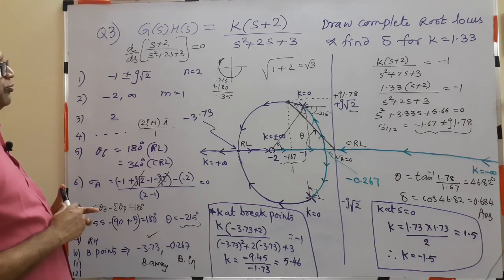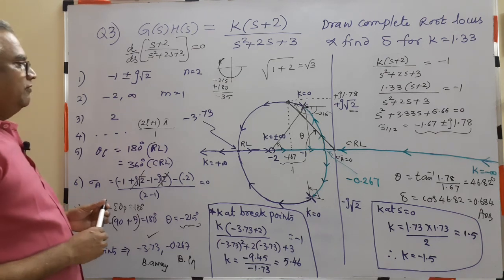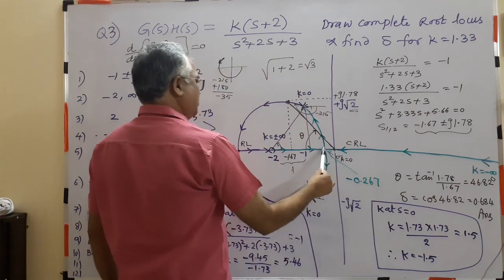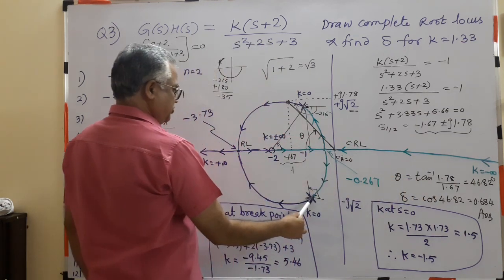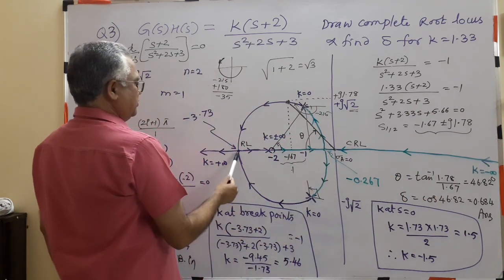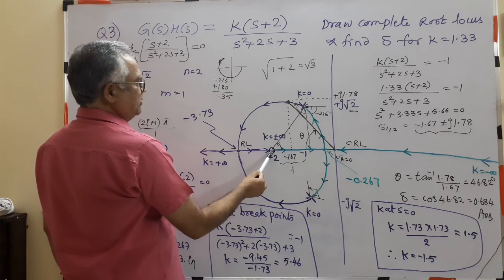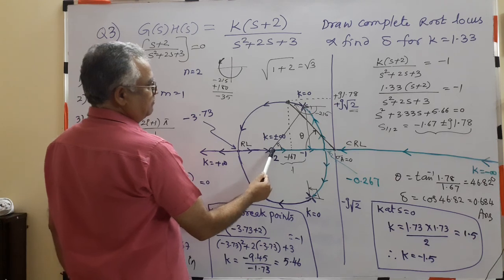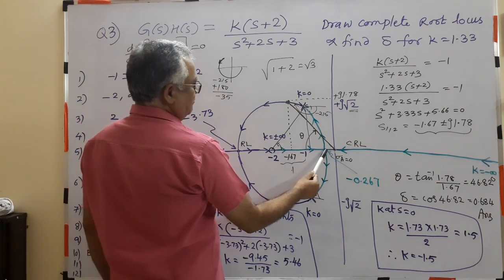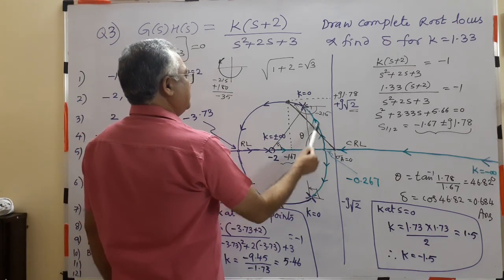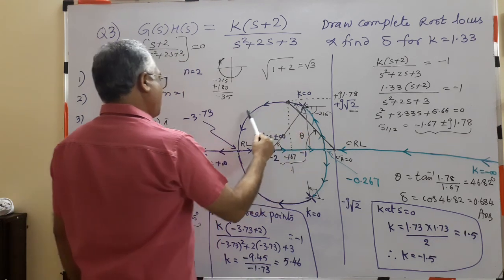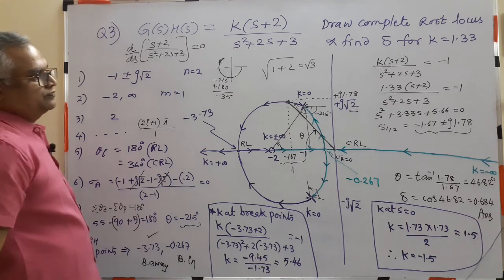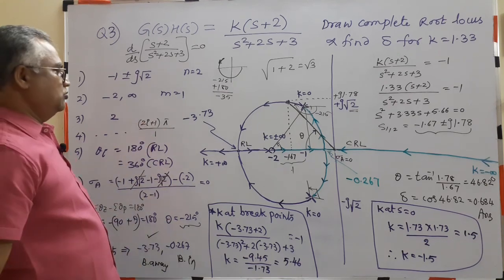So I hope you understand this. Finally, what are those two branches? Minus infinite to break-in, 0, then break away, then plus infinite. Minus infinite still there. Minus infinite, break-in, then k equal to 0, break away, then go to plus infinite. This is the complete root locus.